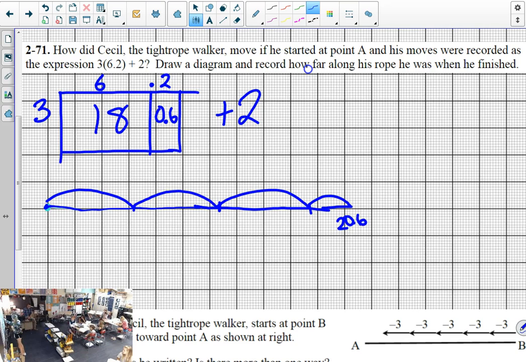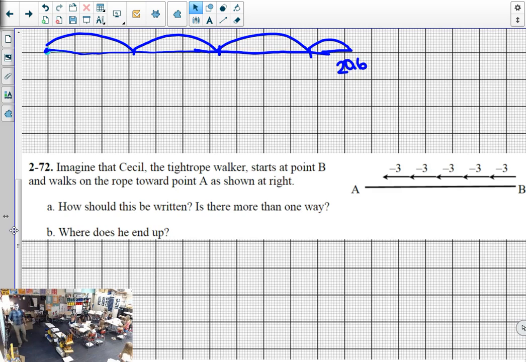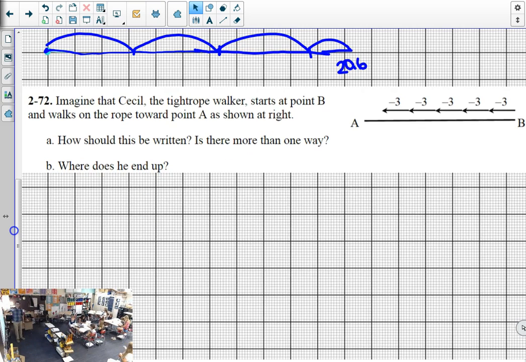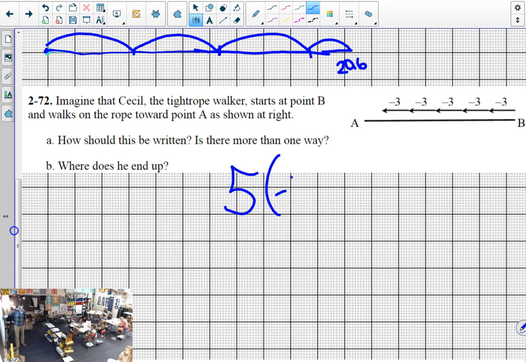Questions on that one? What about 72? We'll take volunteers at the time. 72, any helpers? I can't tell with your face. So Cecil starts at B and walks how shown in the image. How do we write that? How do we rewrite that more so? Because I can do -3 plus -3 plus -3. Yeah. 5 times -3. 5 moves of -3.